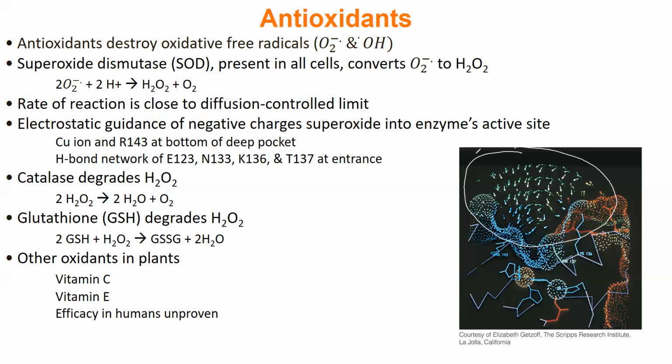So it has a copper ion, an arginine, a lysine, and a bunch of other groups to help hydrogen bond and guide negatively charged species into it. And these arrows are trying to show polarity, to show you that if a negative charge comes in, it's going to be dragged right to this arginine 143. But that's just one.